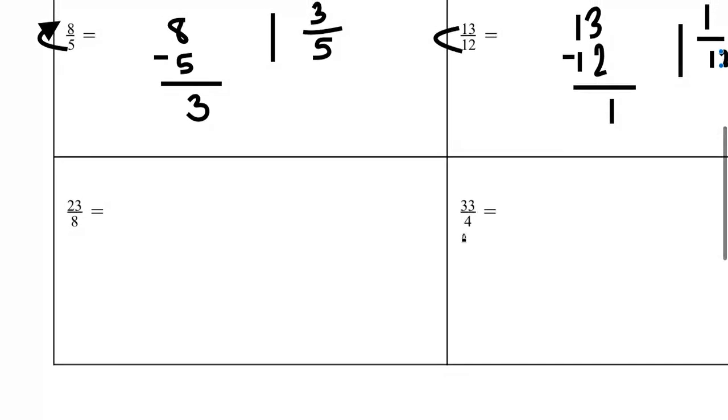Now let's try one that requires us to think a little bit harder. Let's come over here to 23/8. We're going to use the same strategy though. How many 8s are in 23? Well, this is one where the numbers aren't very close to each other, so I know I'm definitely going to be able to make one group and probably more than that. So I'm going to start thinking about my multiples of 8.